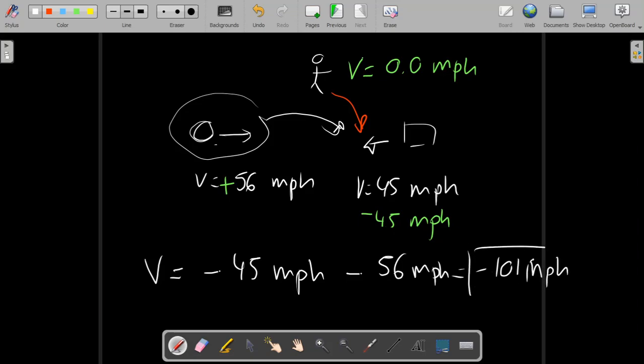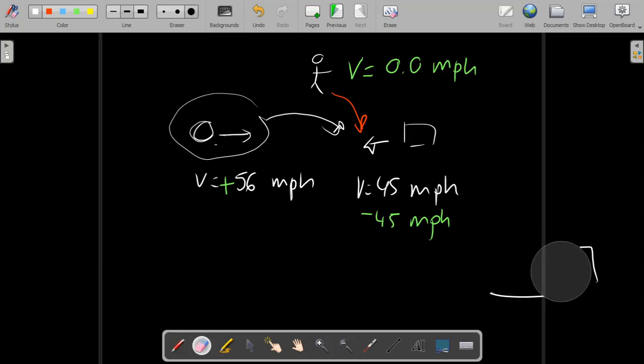So the driver in the car, when he sees the truck, observes the velocity going towards the left of 101 miles per hour. That's what it means. Okay, we're not done, I don't think. There's one more. Yep, there's one more.